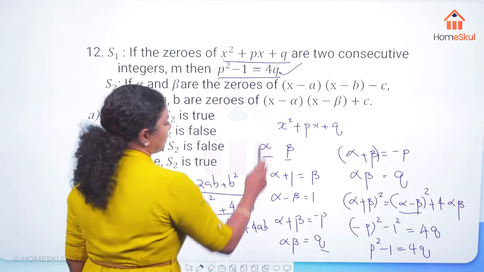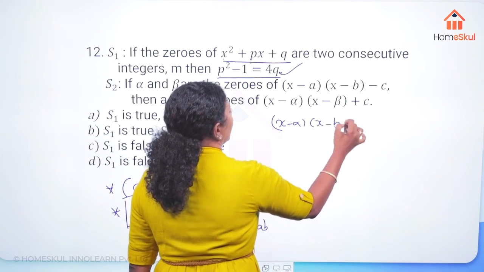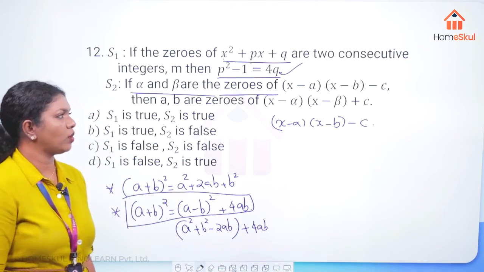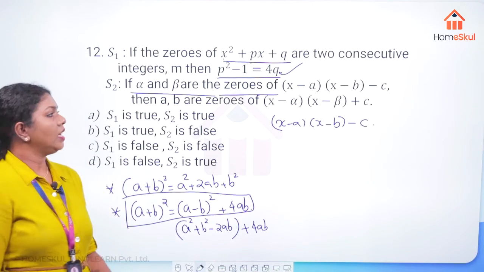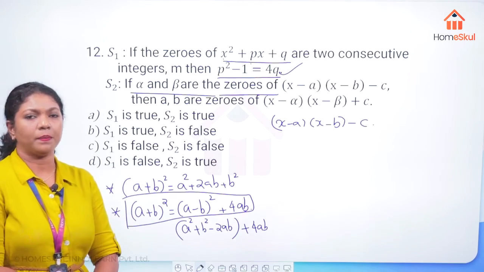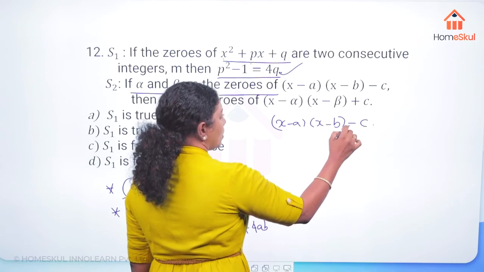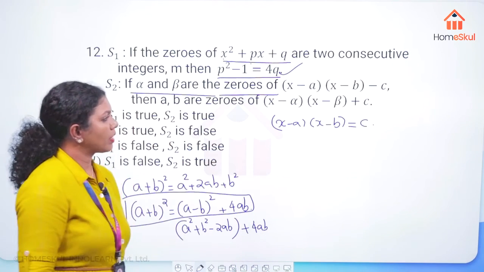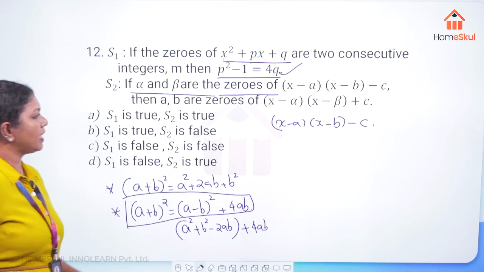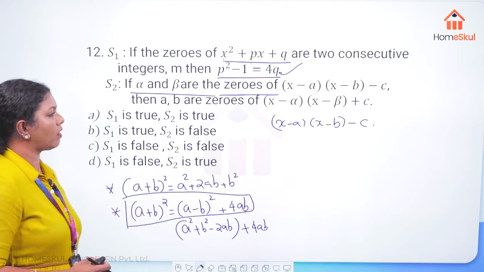Now look at the next one. The next part is x minus a into x minus b minus c. Alpha and beta are the zeros of x minus a into x minus b minus c. If these are zeros of this one, you can write x minus a into x minus b is equal to c. Now, x minus a into x minus b minus c is a quadratic polynomial. When you open, you will get a quadratic polynomial.